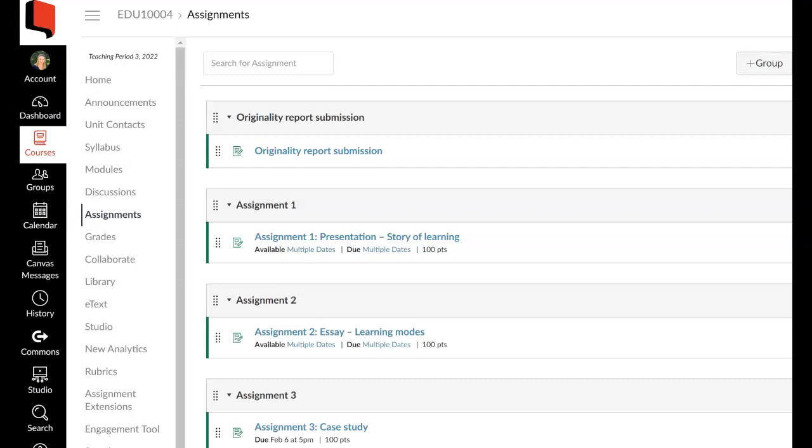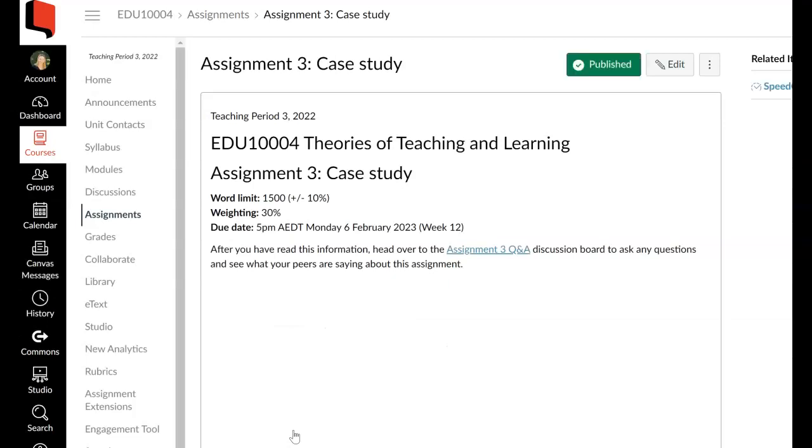And again, I know I say this all the time, but the key is to really understand the task. If you really understand the task, you'll realize that it's quite straightforward. So again, I'm sharing my screen with you. I've navigated to our unit, to assignments, and I'm heading to assignment 3.